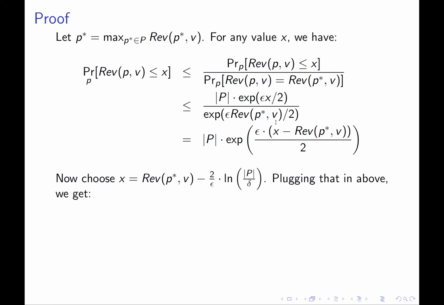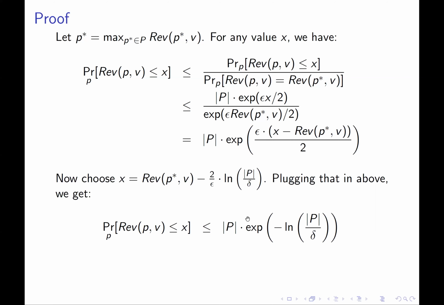Note that this choice of x is designed to have lots of cancellations. First, the revenue of the optimal price will cancel out because we subtract off on the other side the revenue of the optimal price. We have this term 2 over epsilon, which will cancel with our factor of epsilon over 2. And after all of those cancellations, what we have is that the probability that we output a bad price, for this particular definition of bad, is less than the number of prices times the exponential of the negative log of the number of prices over delta.